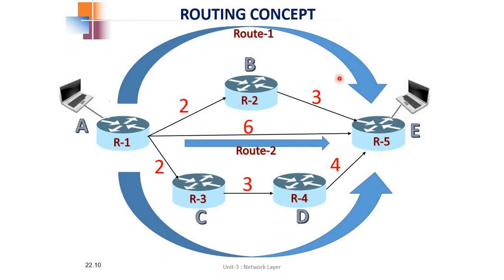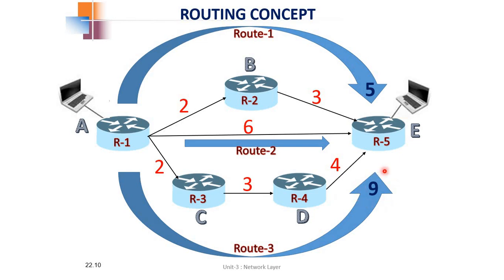For example, this is route 1. We have the kilometers like 2 plus 3. So what is the total count of this? This is nothing but 5 kilometers in route 1. In route 2, we have only a direct connection between R1 and R5 of 6 kilometers. And in route 3, we have 3 different links: 2 kilometers plus 3 kilometers plus 4 kilometers. Totally we're going to have around 9 kilometers.